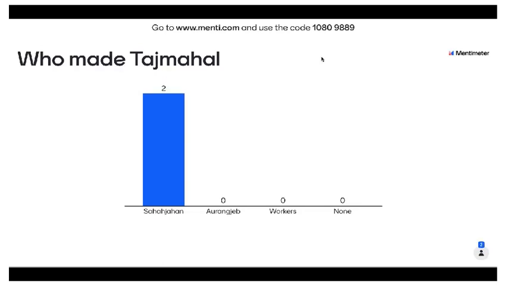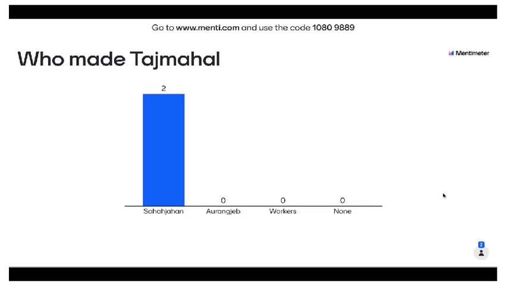Now you can see this is the first answer that I got, Shah Jahan. One of them has sent Shah Jahan, two of them have sent Shah Jahan. That means all correct answers. You can see here the participation number is shown in the bottom right corner, and two of them have participated and both of them have opted for Shah Jahan. So they have correctly said that.